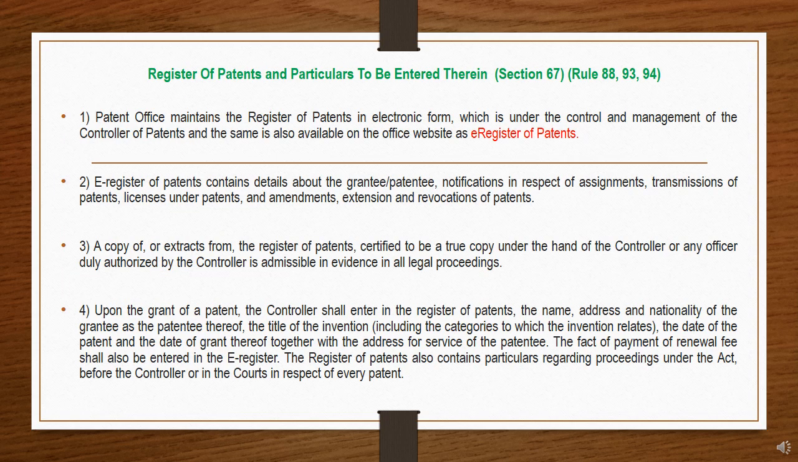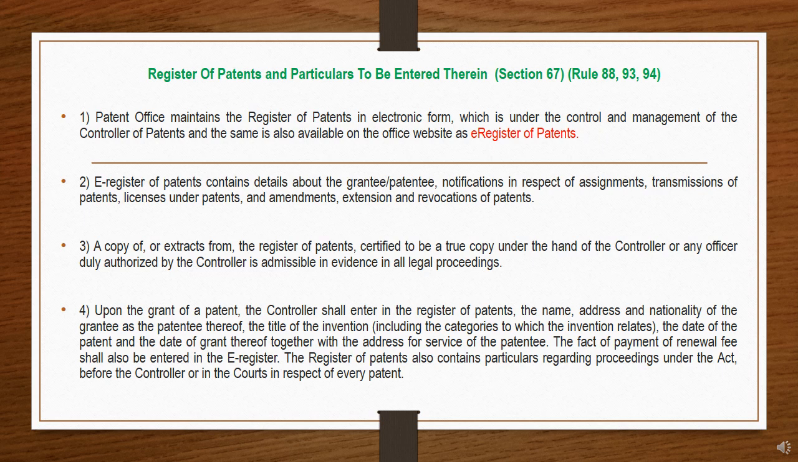First one is Register of Patents and particulars to be entered therein, which is section number 67, rule number 88, 93 and 94. The Register of Patents maintained by the Patent Office is a digital record managed by the Controller of Patents. It's accessible online as an e-register of patents and contains key information about each patent, including, first one, patentee details. The register lists the patent holder's name, address and nationality.